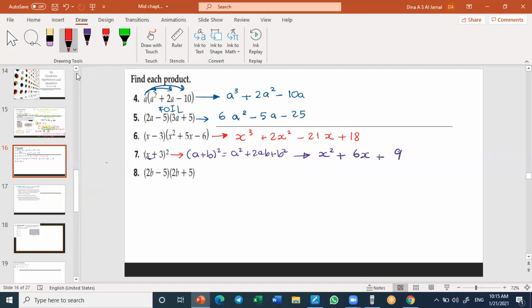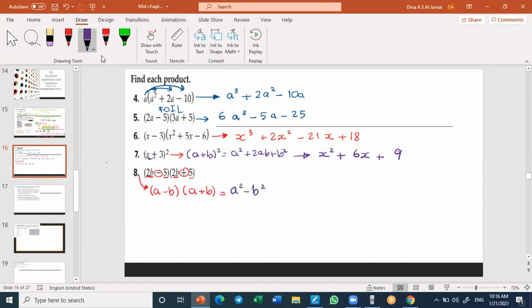Now, lastly, in question 8, whenever you are having two terms that are the same, and the only difference is the sign, always think of the product of a sum and a difference, which can be concluded as a squared minus b squared.